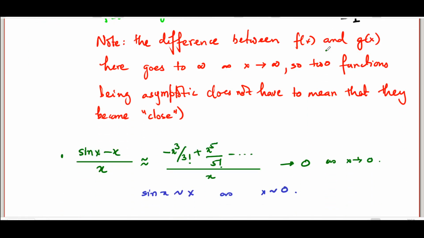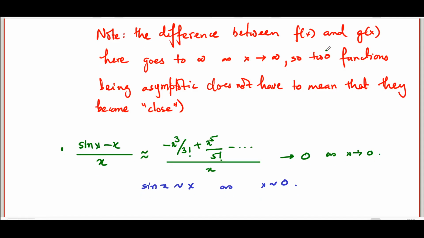Okay, another example of asymptotics. Sin x and x. If you look at the difference between them as x goes to 0 in this case, sin x minus x divided by x. As you all know, sin x has a power series which goes x minus x cubed by 3 factorial plus x to the 5 by 5 factorial and so on. So using that, we can easily see that this limit is 0 as x goes to 0.